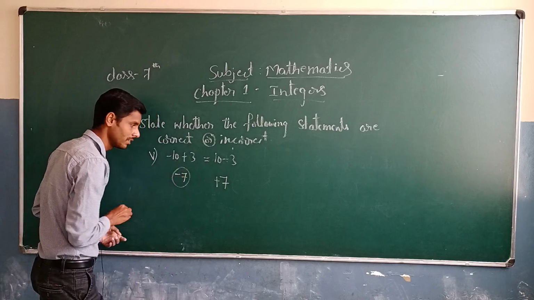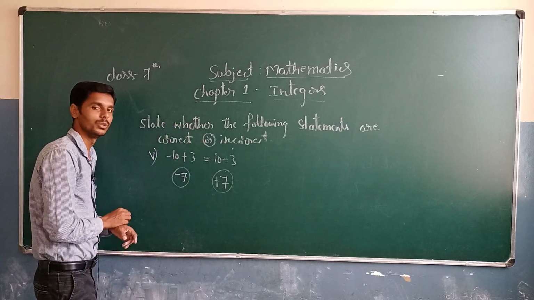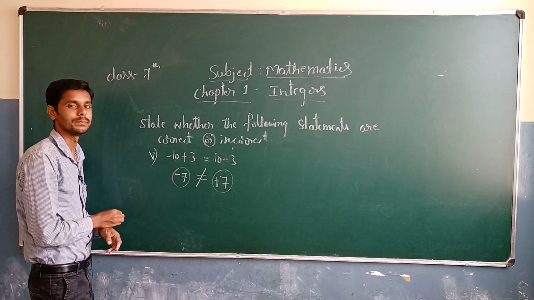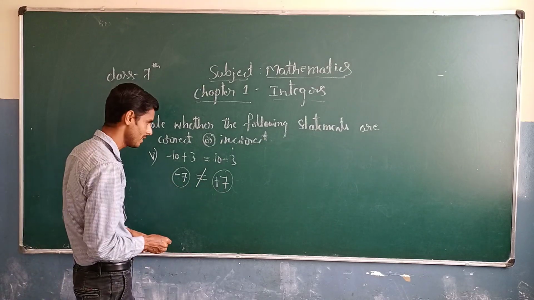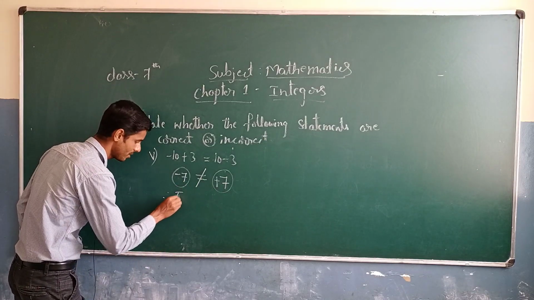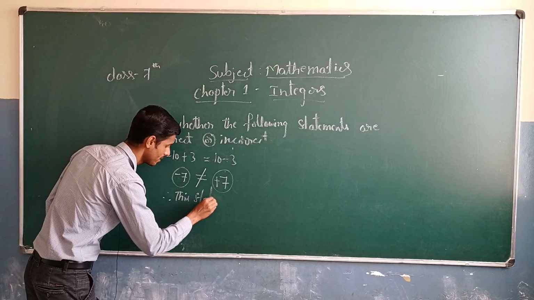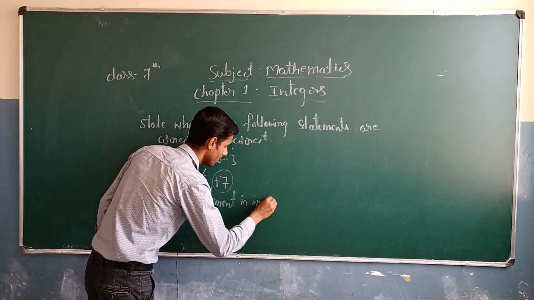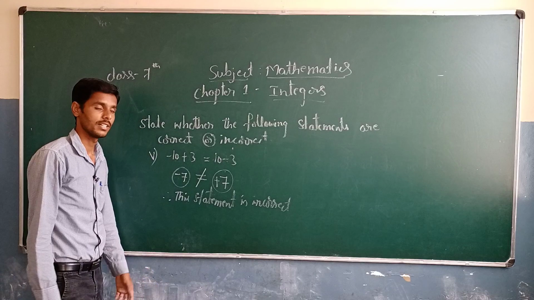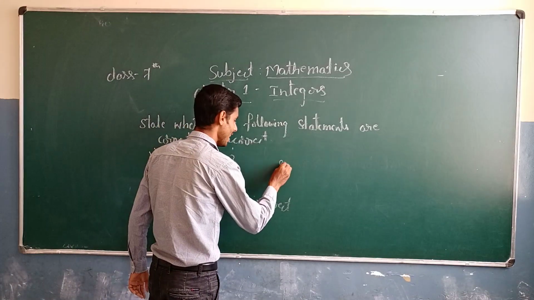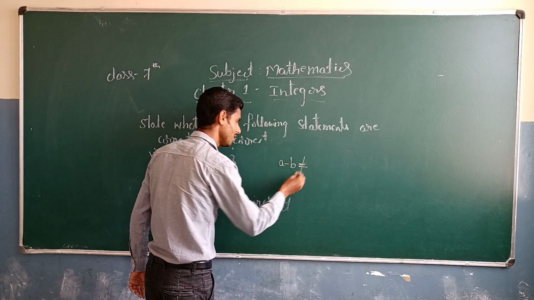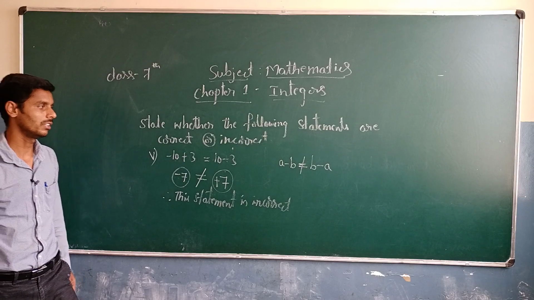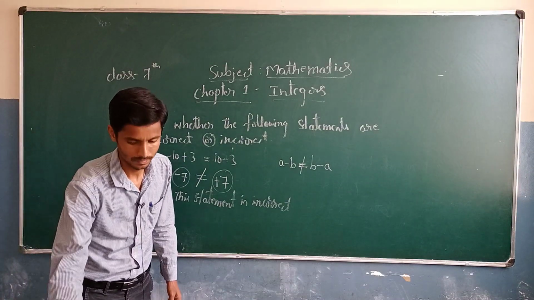Is minus 7 equal to plus 7? No. Minus 7 is not equal to plus 7. Therefore, this statement is incorrect. In the same way, a minus b is not equal to b minus a.